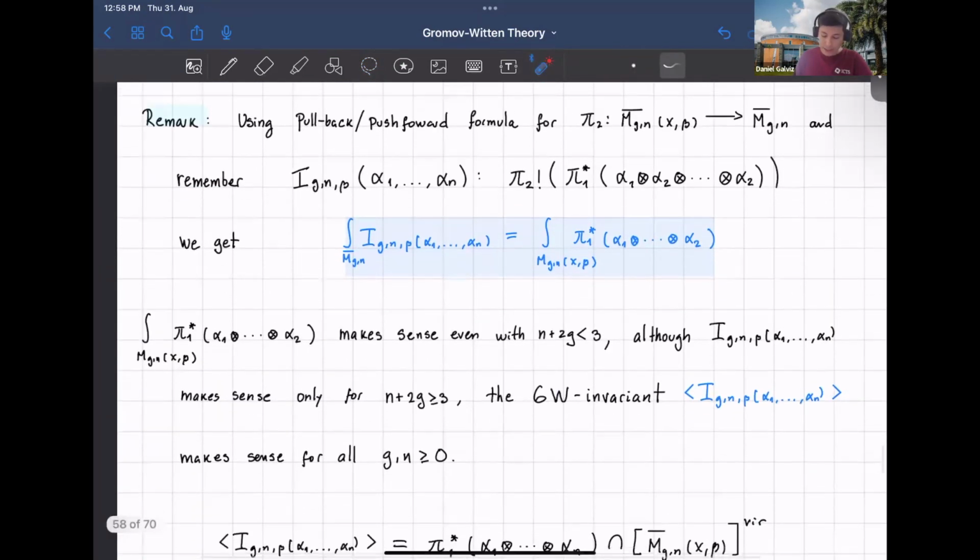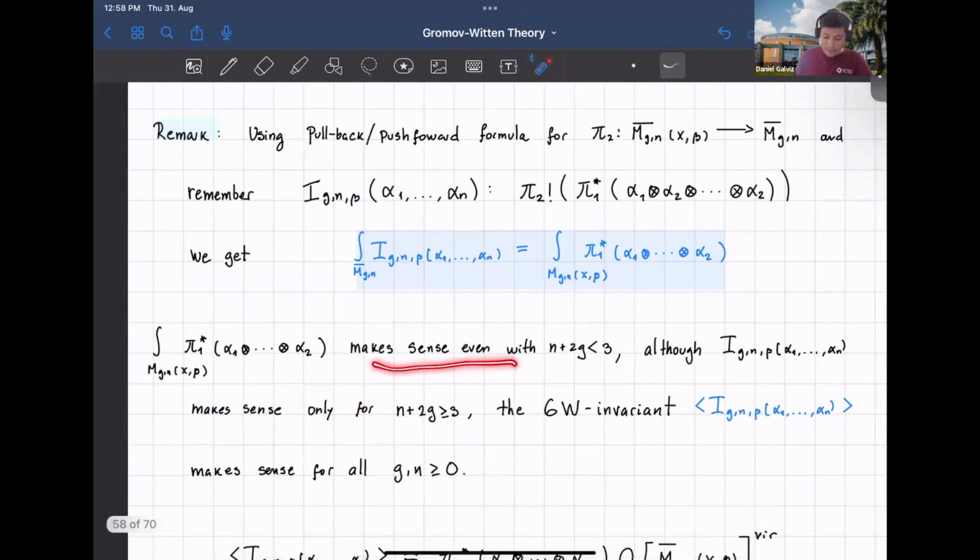It's just that maybe it's a straightforward definition. And this makes sense. I mean, the Gromov-Witten invariant makes sense even if we don't fulfill the dimension requirement for stable. Although the Gromov-Witten class makes sense only when the moduli space is stable, which is this constraint of n plus 2g greater than or equal to 3. The Gromov-Witten invariant makes sense for all genus and all n.